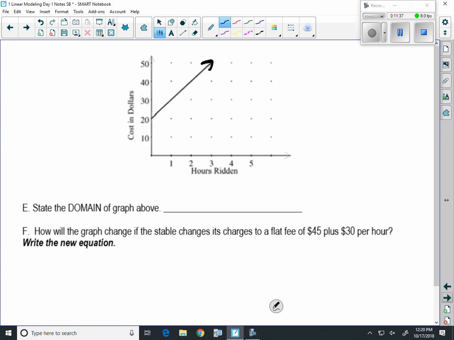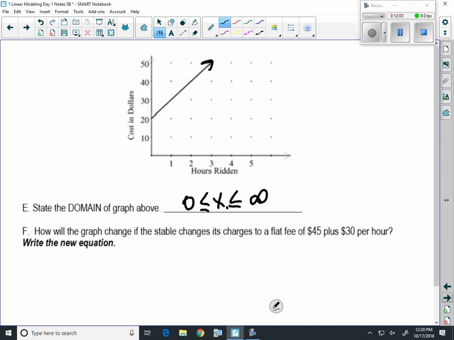Kyle, I love it. You can ride forever. Right? Maybe the stable will shut down, but there's no point where you will stop riding. Okay? So, domain. What's our starting amount of hours? 0, right? You could ride for 0 hours. So we're going to say 0 to what? Infinity, because we don't know when you're going to stop riding.